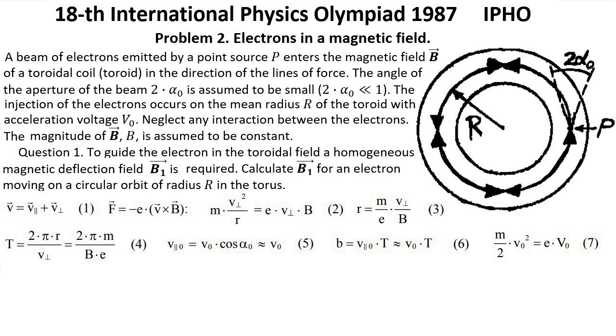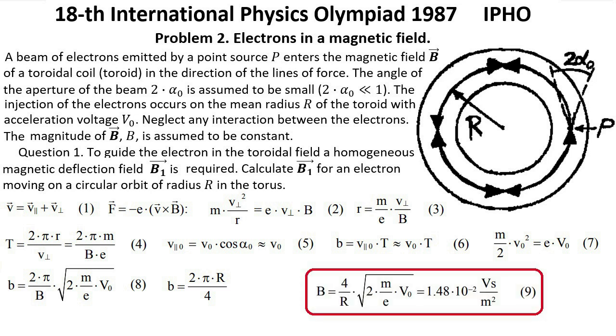From the law of conservation of energy follows the relation between the acceleration voltage V0 and the velocity v0, equation 7. Using equation 7, one obtains from equation 6 B equal expression 8, and because of B equal 2 pi r over 4 l, one obtains magnetic field B equal expression 9. That was the solution to question 1.